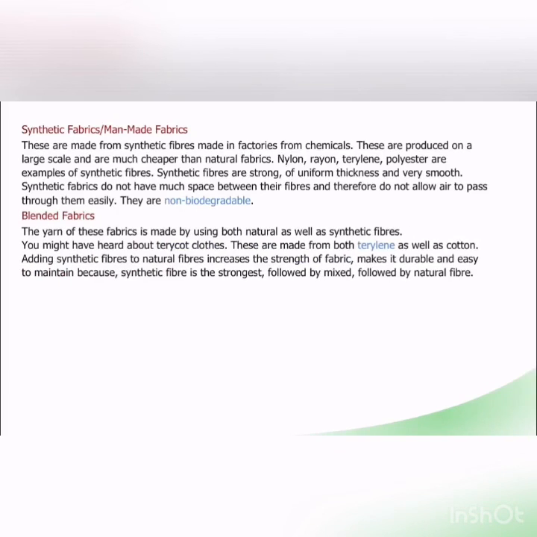Blended fabrics. The yarn of these fabrics is made by using both natural as well as synthetic fibers. You might have heard about terricotton clothes. These are made from both terylene as well as cotton. Adding synthetic fibers to natural fibers increases the strength of fabric, makes it durable and easy to maintain because synthetic fiber is the strongest, followed by mixed, followed by natural fiber.